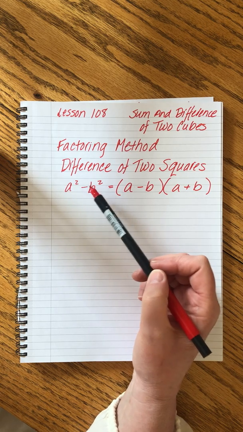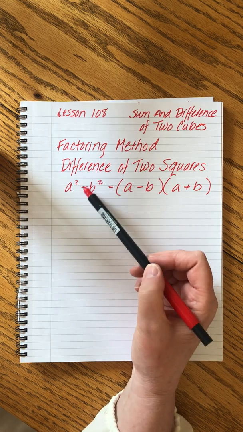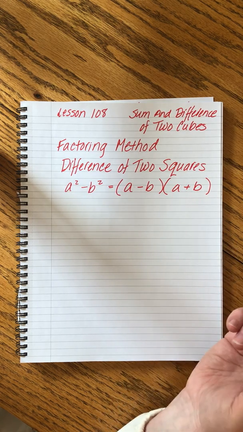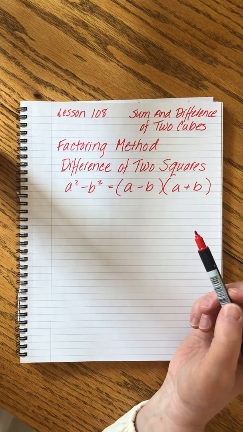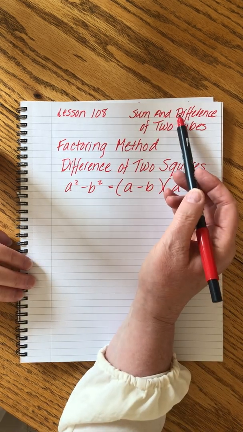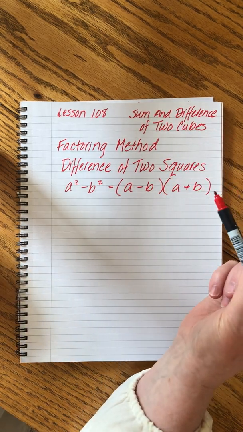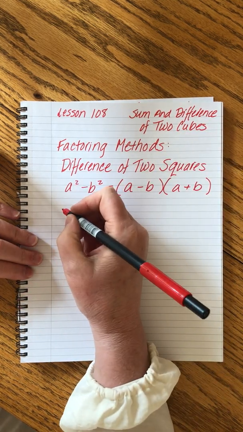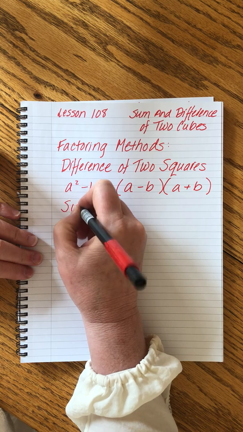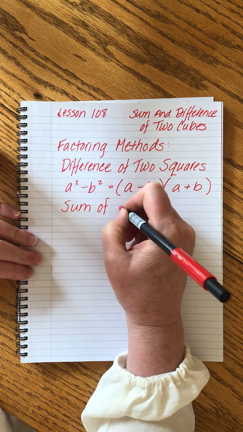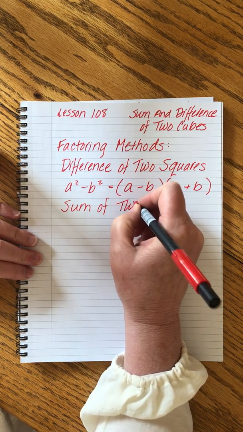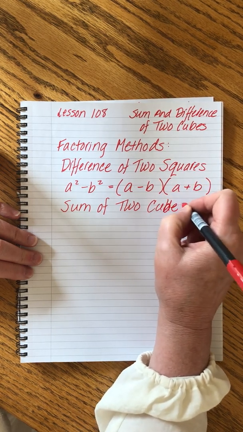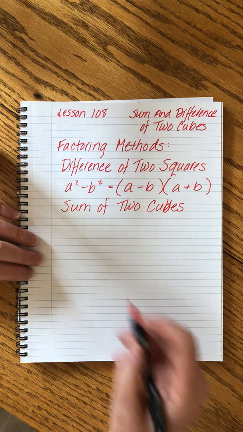As soon as we notice that pattern, difference means subtraction, 2 squares means both of these are squares, we can just do it. That's the same way that these two, we actually get 2 new factoring methods. So this is the one we already know. Now let's do the sum of 2 cubes. Oh, I spelled it wrong. Cubes. That looks like this.